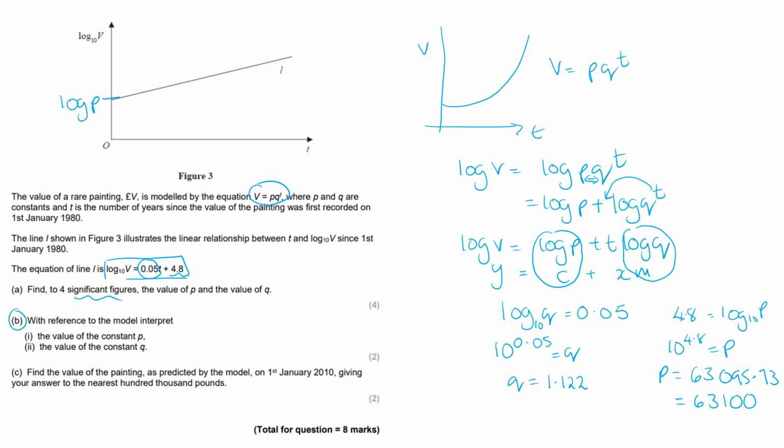Part B, with reference to the model, interpret the constant P. So we've got V is equal to 63100 times 1.122 to the T. So when T is 0, when we first get the painting, then the value is going to be 63100. So the P is the initial value of the painting.